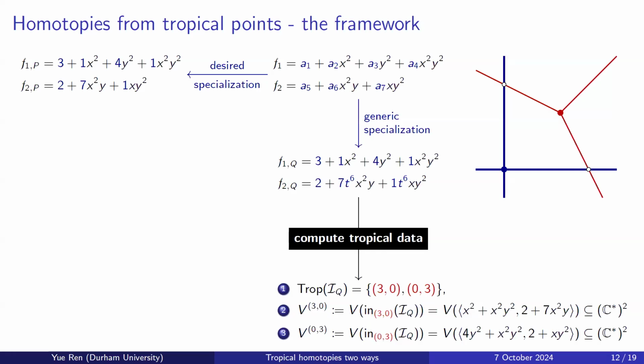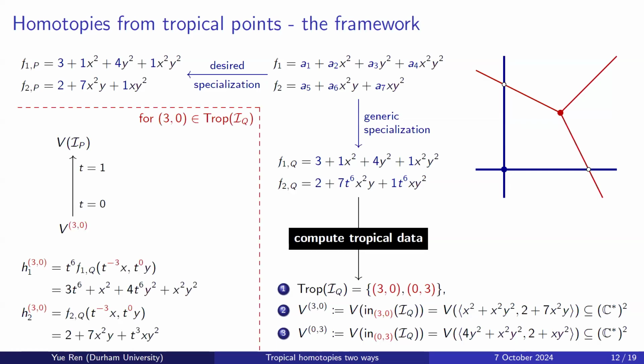And now what I can do is the following, just algebraic manipulation. For example, for the point (3, 0), let's just go slowly. I look at f1 and I shift x by t to the power -3 and y by t to the power -0, because of the point (3, 0). And then I multiply everything by a power of t, and I get an expression like this. You can see that for t equal to 1, this is the system that I want to have. And for t equal to 0, this is binomial. And similarly for the other one.